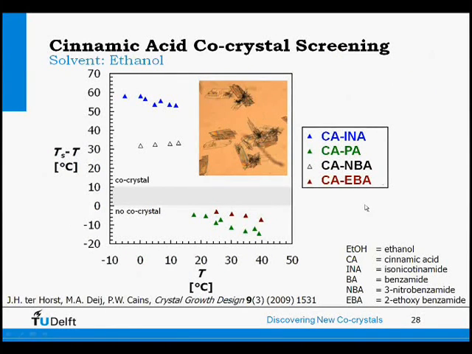Also for cinnamic acid we found some co-crystals. A large temperature difference for cinnamic acid with isonicotinamide, and also for cinnamic acid with nitrobenzamide, and then no co-crystals for picolinamide with cinnamic acid and ethoxybenzamide and cinnamic acid.